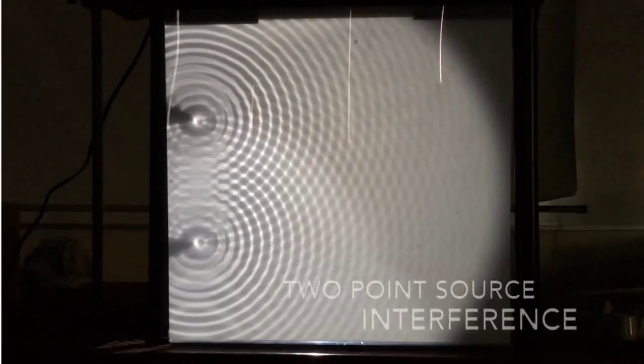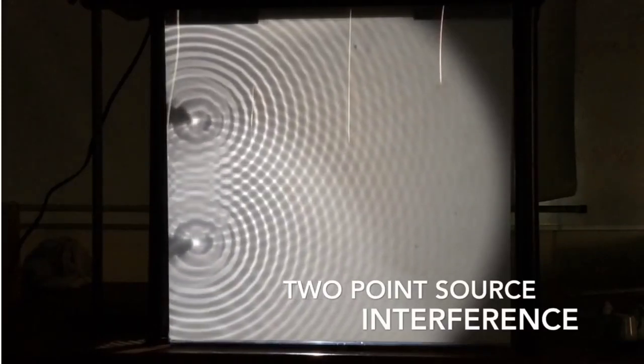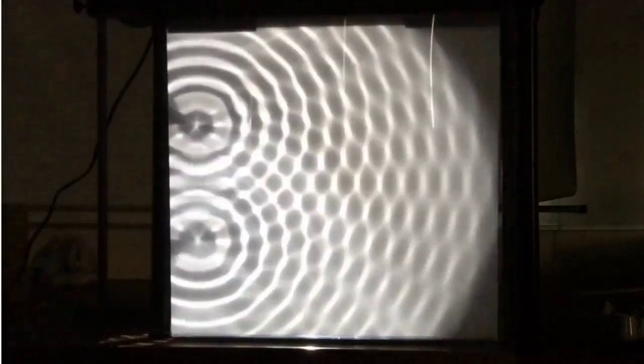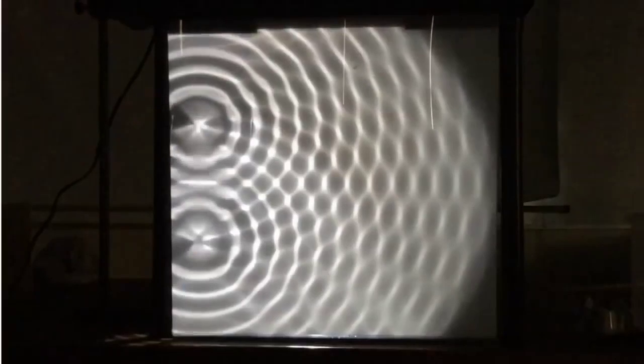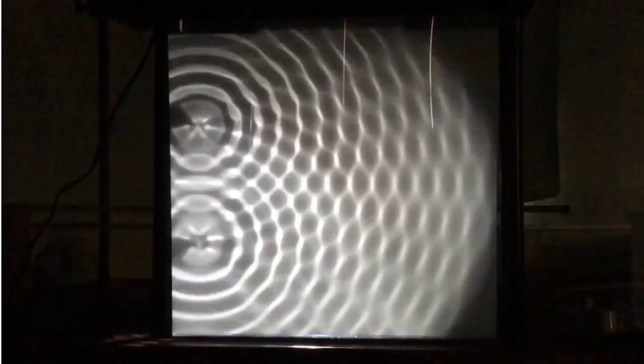Okay, so now we're going to look at the interference of 2-point sources. So let's start that off. So we've just got 2 points producing waves, and then we've got them overlapping and superposing on one another. That's the word we use to describe 2 wavefronts meeting and their amplitudes combining. So what you'll notice is there are some brighter sections which are being shown up by the strobe, and those ones are where we've got a really big amplitude.